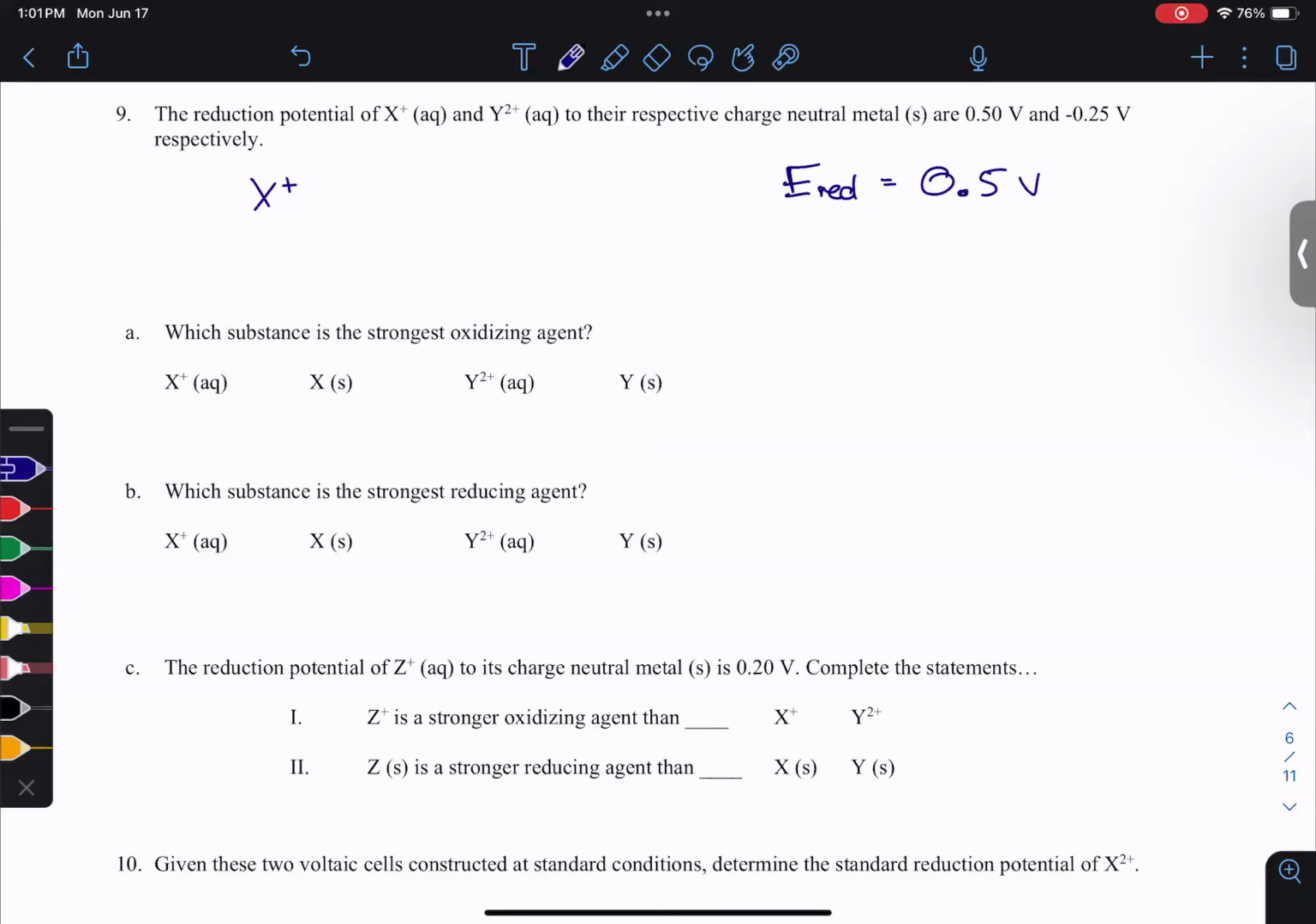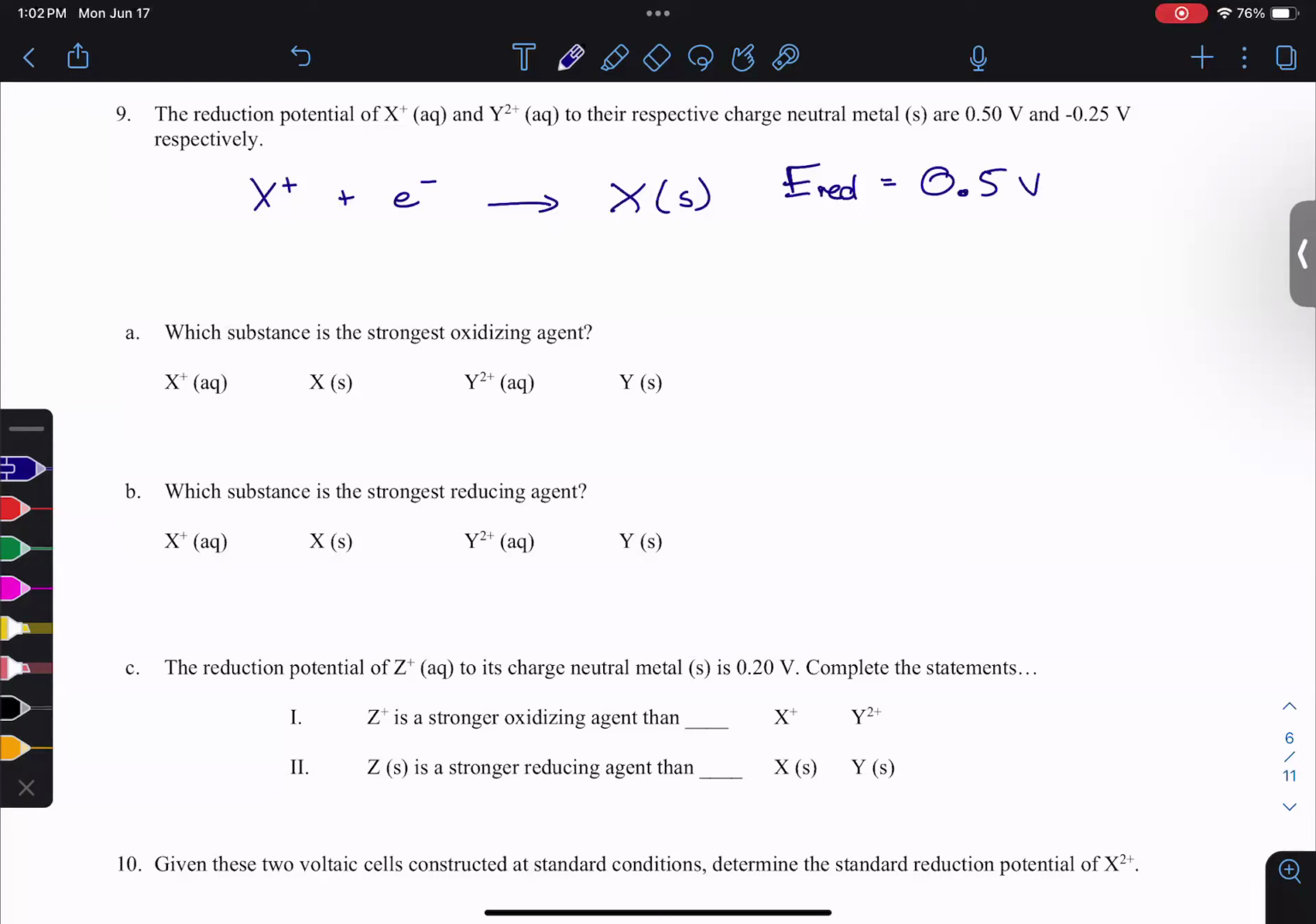So what does the reduction equation look like? If X plus is reduced, its oxidation number is going to go down, so it's going to gain electrons. How many electrons do you think it's going to gain? Just one, because it's a +1 charge. So X plus plus one electron makes X solid. That reaction has a reduction potential of a positive 0.5, so it's fairly spontaneous. That reaction tends to happen.